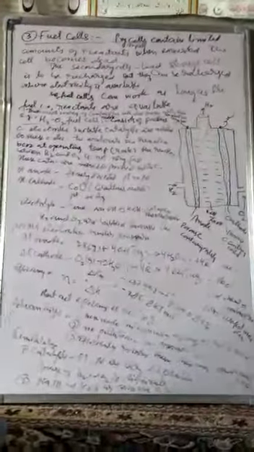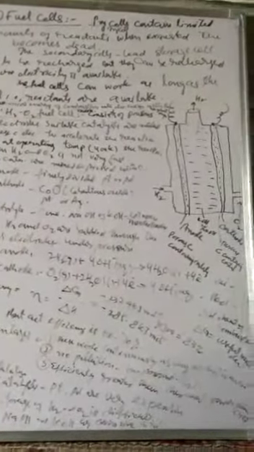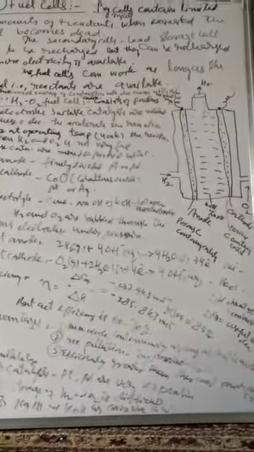Let us first see the structure. It consists of two porous electrodes, this is one, this is another. These are made of carbon. Suitable catalysts are added to these electrodes to accelerate the reaction, because at the operating temperature of about 400 Kelvin, the reaction between hydrogen and oxygen is very slow. These catalysts are therefore added to enhance and accelerate the reaction.